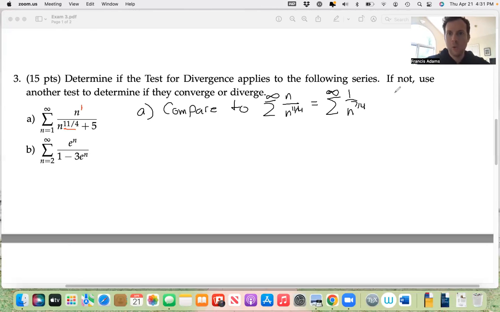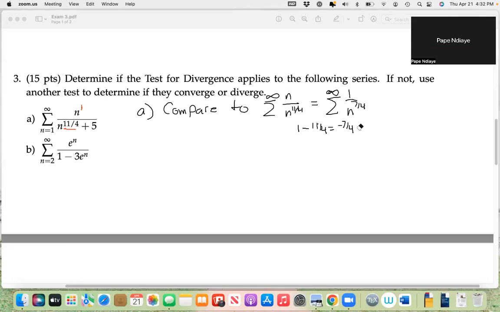Okay. Questions about picking this comparison for the comparison test? How did you get from 11/4 to 7/4? So here you can subtract the exponents. So the new exponent is the 1 on the top minus 11/4, and that's -7/4. And then I put that on the bottom of the fraction. Got it. Thank you. Other questions?